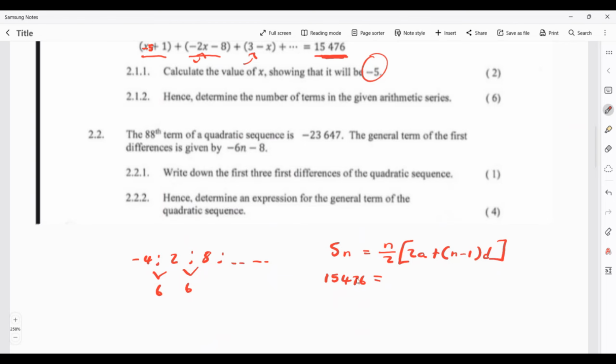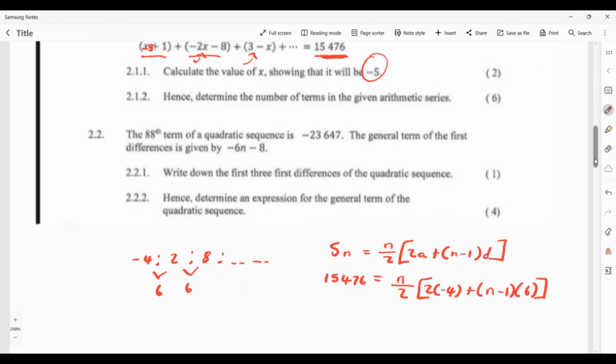15,476. And then what is my n? I don't know. I'm looking for it, the number of terms, divided by 2. And then what is my first term? It's -4. I put it, and then plus, what is my n? I don't know. Minus 1. What is my difference? A 6 over there.